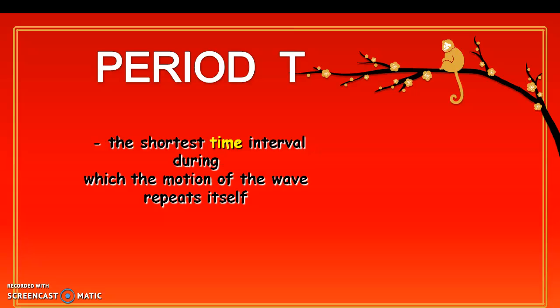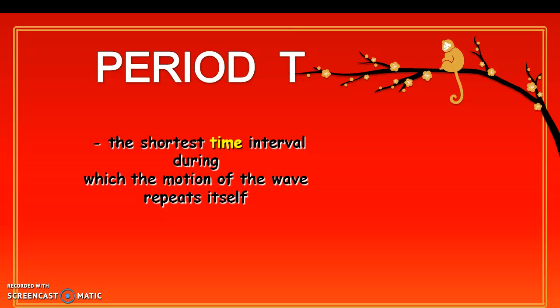I've explained that when the wave repeats itself, it makes a cycle. And the time taken for a wave to complete one cycle, that time is called period. Time for half a cycle is not a period. Time for 2 cycles is not a period. Period is the time taken for the wave to complete just one cycle.